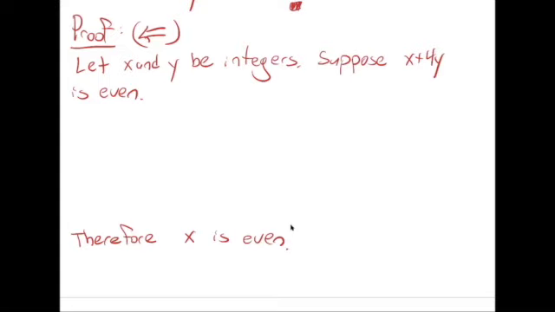I would write that, don't we know that x is even? Yeah. Oh, sorry, therefore x is even. Oh, wouldn't you want to rewrite this as a form of like 2x?